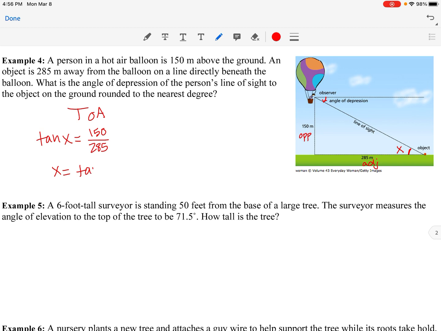And then since we're solving for a missing angle, we use the inverse tangent of that fraction, 285. And we end up with X equals, and this one says rounded to the nearest degree. So be very careful when it gives you specific places to round, because you could get the answer wrong, especially on your assignment. So this is going to be 28 degrees as our angle of elevation, which also is the same as the angle of depression.